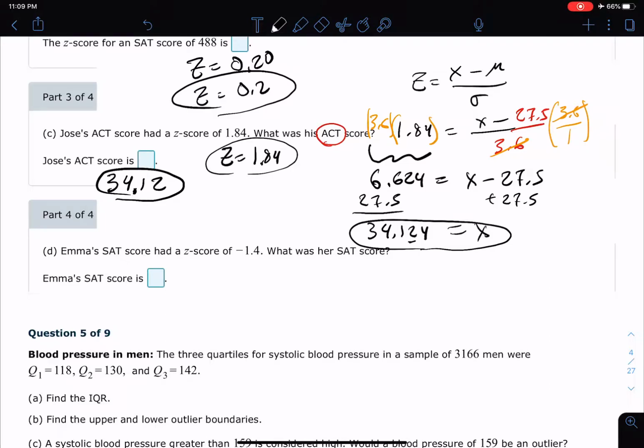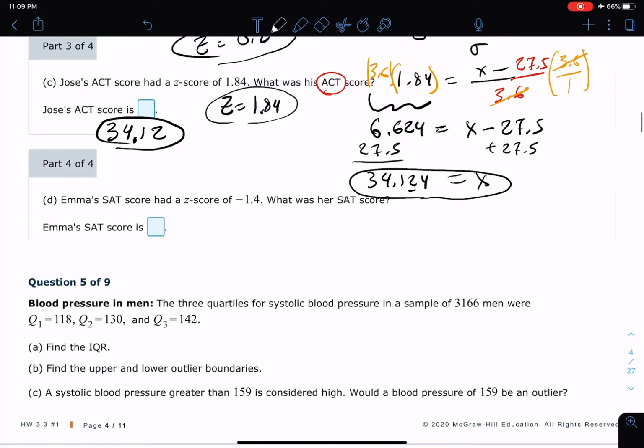And then Emma's SAT score had a z-score, so the same kind of thing, had a z-score of negative 1.4. Now, when you see a negative z-score, that means it's to the left of the mean. So the person did worse than the average, or the mean. Okay, so the z-score was negative 1.4. We're talking about the SAT, which I used the color green for, so let's stay consistent.